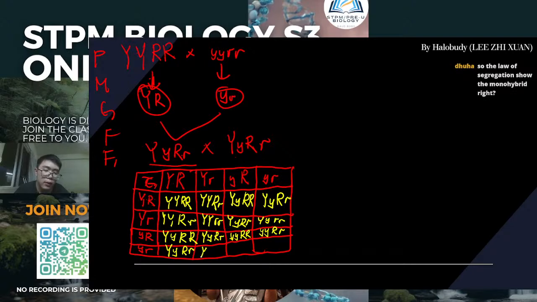And then this one you will get one capital Y, one small y, and both are small r. And then this one both small y, and one capital R, small r. And then this one you will get all are small.